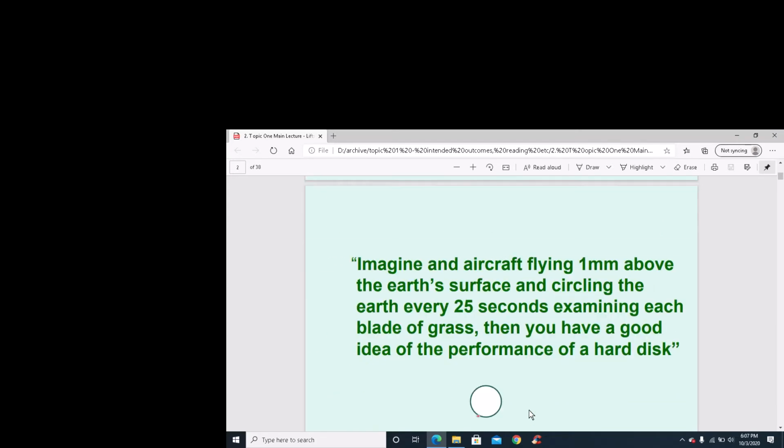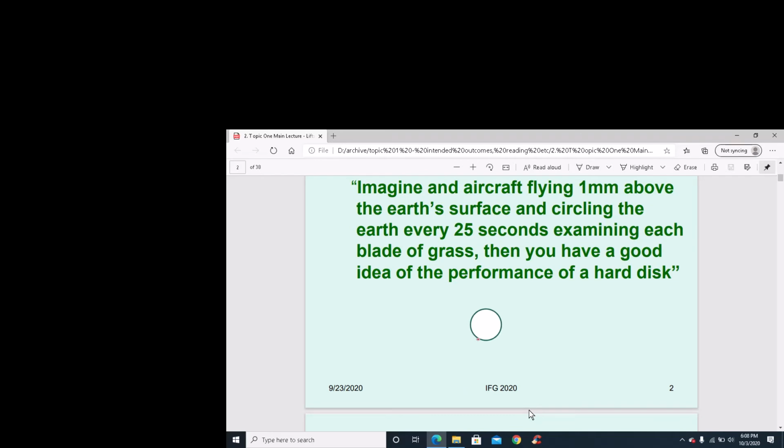The video that we've just looked at asks you to imagine an aircraft flying 1 millimeter above the Earth's surface and circling the Earth every 25 seconds, possibly examining each blade of grass. And this model, this idea, indicates roughly how a disk drive operates. It gives you an idea of the performance of that disk.